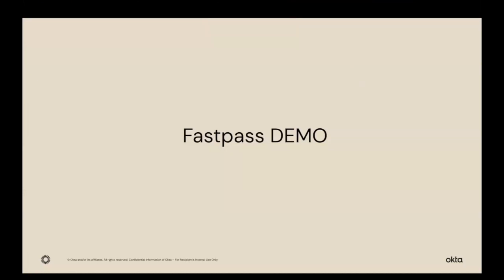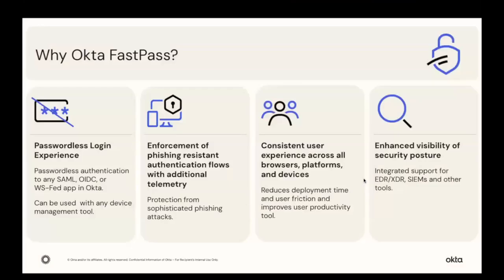All right, thanks, Dimitri. So as we've seen, FastPass provides a very minimum friction passwordless login experience. It also allows you to enforce phishing-resistant authentication flows with additional security telemetry for higher sensitivity apps. It provides a consistent user experience across all browsers, platforms, and devices. And it provides enhanced visibility of security posture through adding additional device context, including third-party integration for additional device context. Next slide.